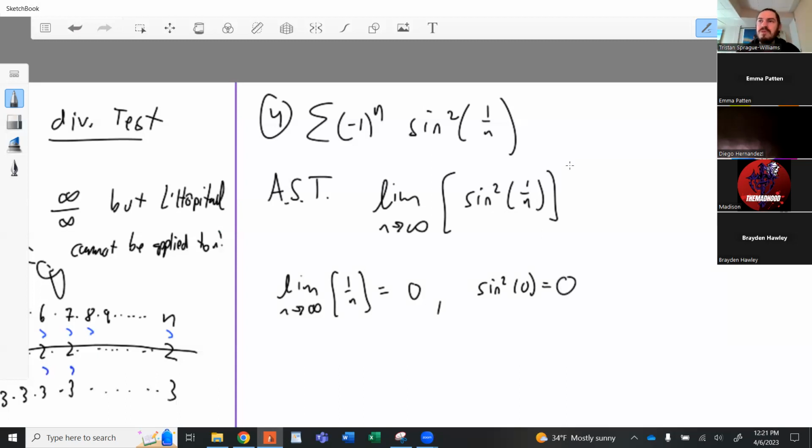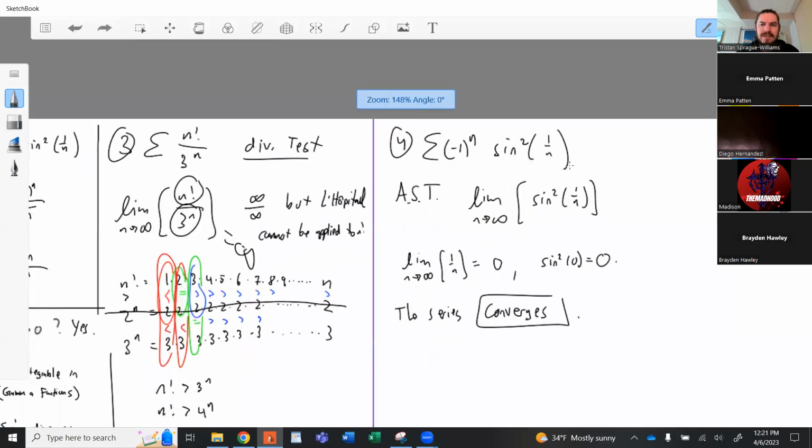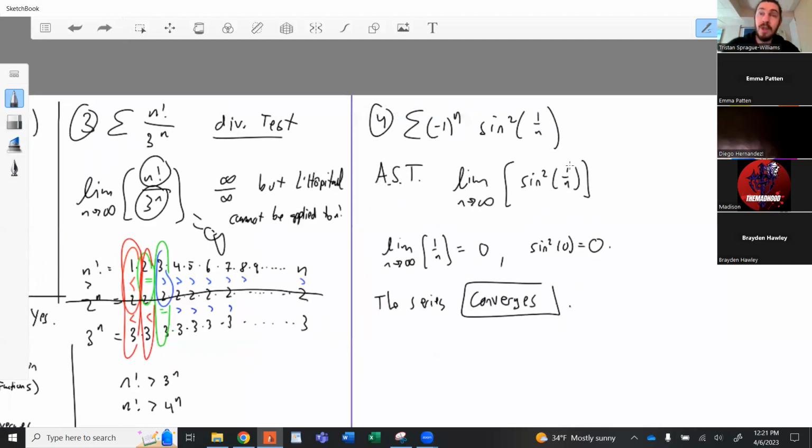Zero. Sine of 0 is 0, so if you square it, it's still 0. So since this was an alternating series, we can say that the series converges, because that approaches 0. So that's nice, right? If it hadn't been an alternating series, then this would have been harder to handle.